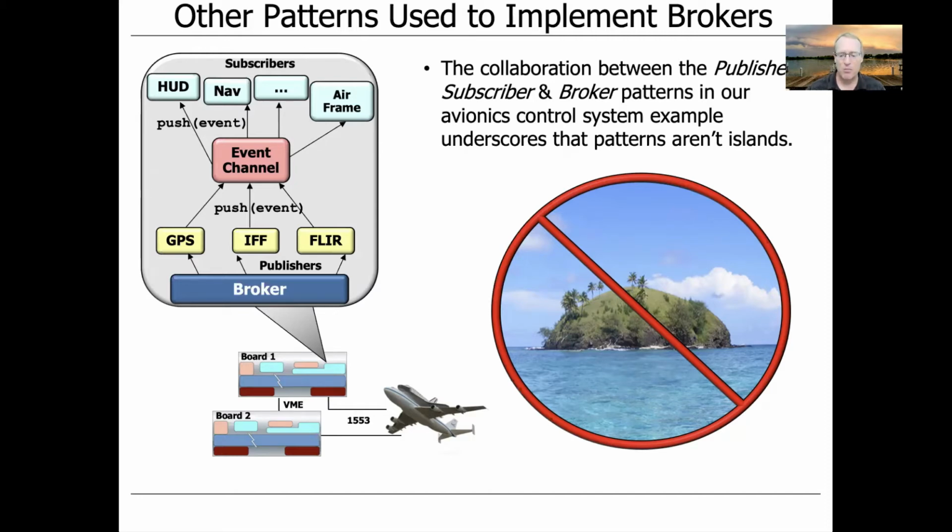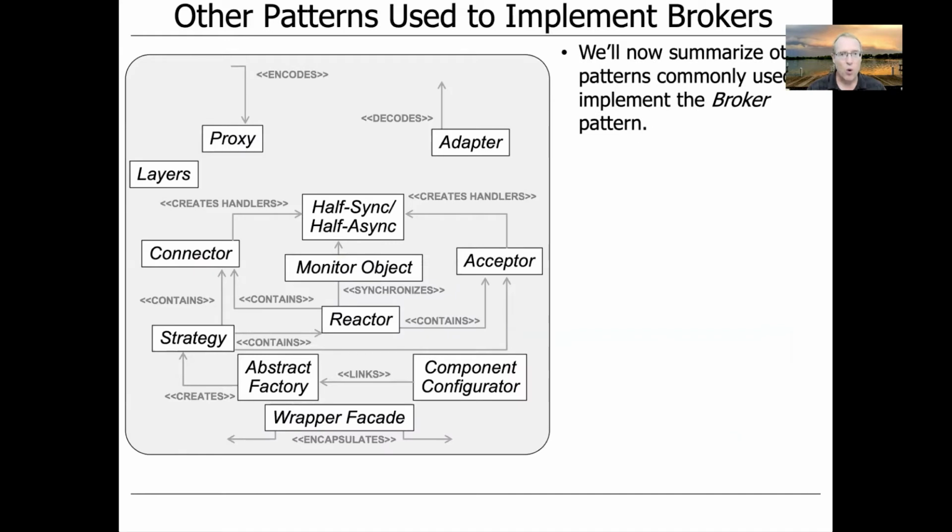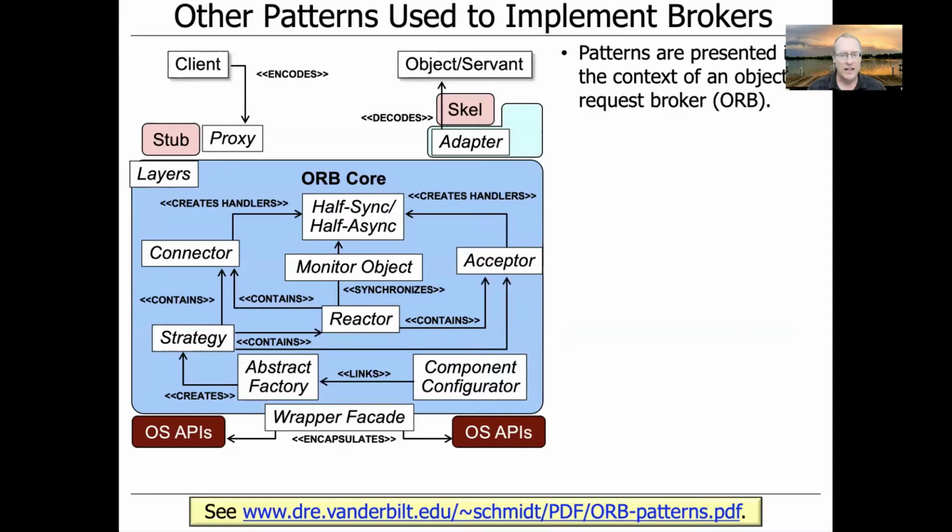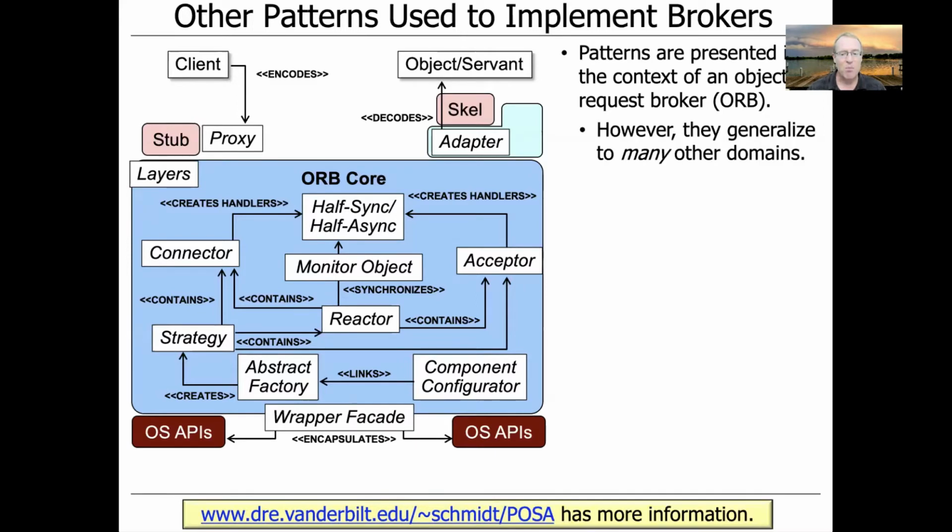publisher, subscriber, and broker. So what I'm going to do now is walk through some of the other patterns that we used in order to implement the broker pattern, and of course, more importantly, the implementation of the broker itself, which we used as middleware for the avionics mission computing system. These patterns are represented in this particular context as being used to implement object request brokers.